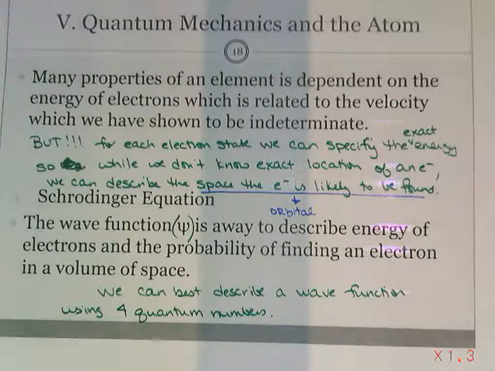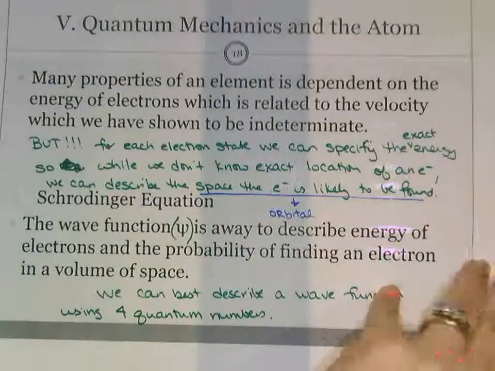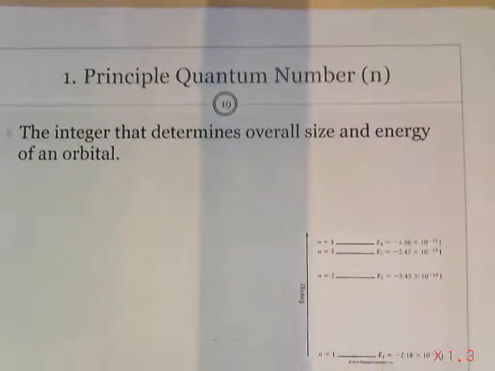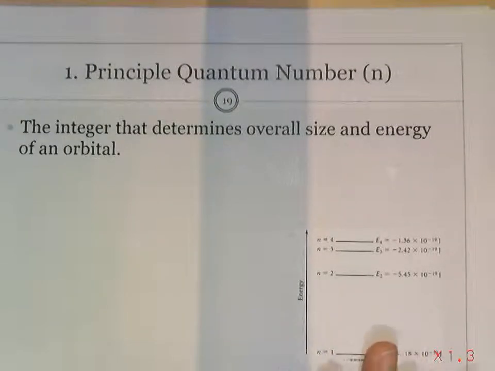So let's talk about what those four numbers are. The first number describes the principal quantum number, which is given the abbreviation n. We've actually already looked at this. This is when I had my Bohr model, and I had the little circles, and I said 1, 2, 3, 4, 5. That's what this was describing. It was describing the overall size and energy of the orbital, which the orbital was the zone, the volume of space I'm going to be looking in.